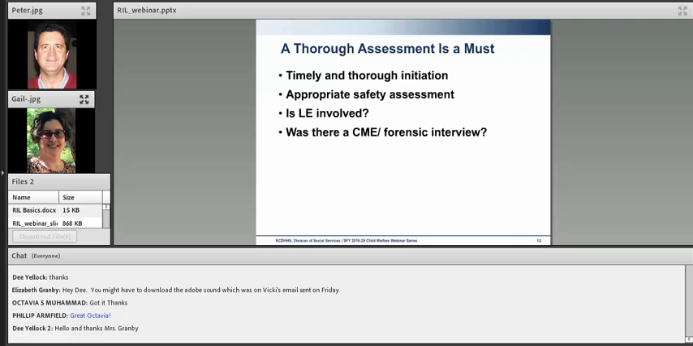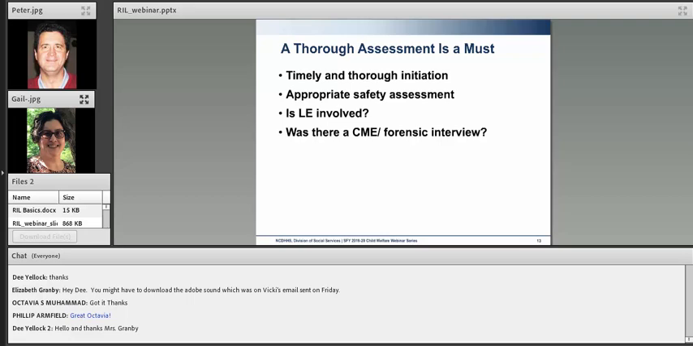Another thing, is there a need for, or was there, a child medical exam or a forensic interview? What does that doctor have to say? Are there allegations of physical abuse or sexual abuse where there needs to be an examination, so that a medical professional with the right letters at the end of their name is giving you not just an opinion, but a stated fact that this is child abuse?